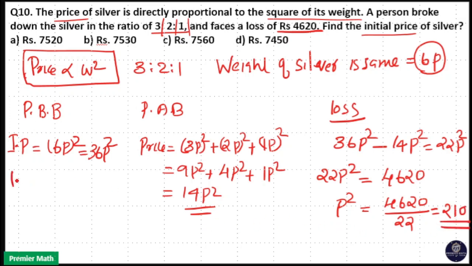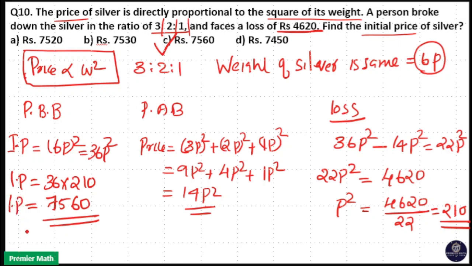That means the initial price is equal to 36 into 210. 36 into 200 is 7200, 36 into 10 is 360. So 7200 plus 360 is equal to 7560. So option C is your answer. The initial price of the silver is 7560.